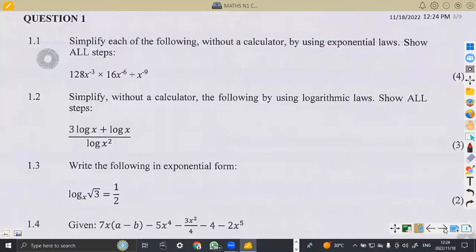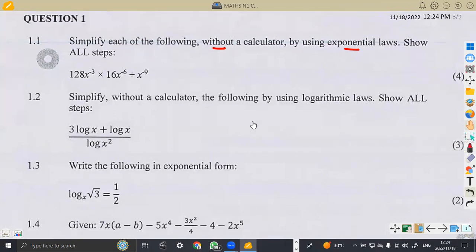All right, so we had the first question, which was to simplify each of the following without a calculator. So take note here, we are not allowed to use a calculator, by using exponential laws, show all steps. So here we are using the laws of exponents. All right, so we had the first part.